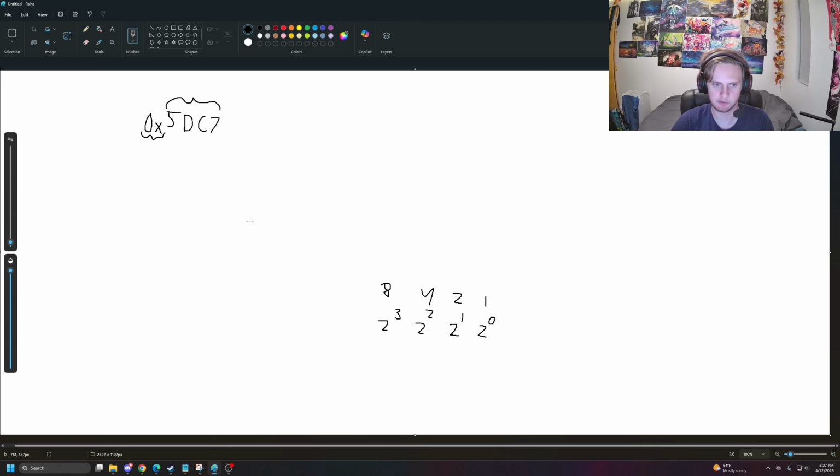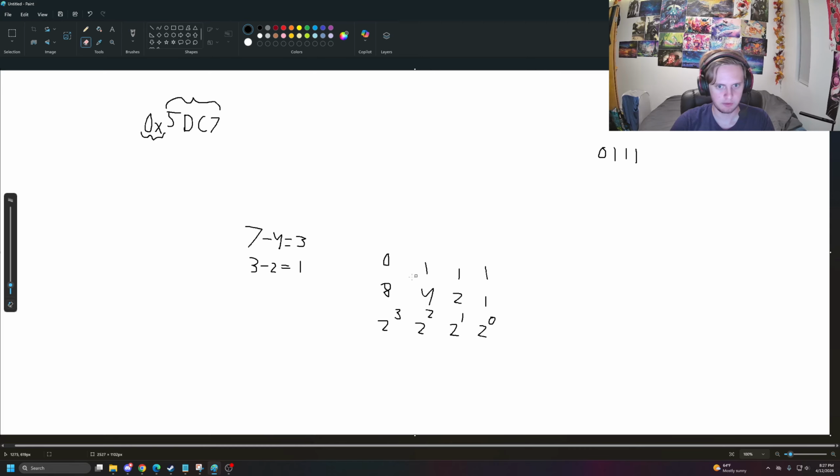So let me show you an example. We have 7 here. Can 8 be subtracted from 7? No. So we put a 0 here. Can 4 be subtracted from 7? Yes. So we put a 1 here. Can 2 be subtracted from 3, which is what's left over here? Yes. So we can put a 1 here as well. And can 1 be subtracted from 1? Yes, of course. So the binary representation of 7 is 0, 1, 1, 1. So let's write that over here.